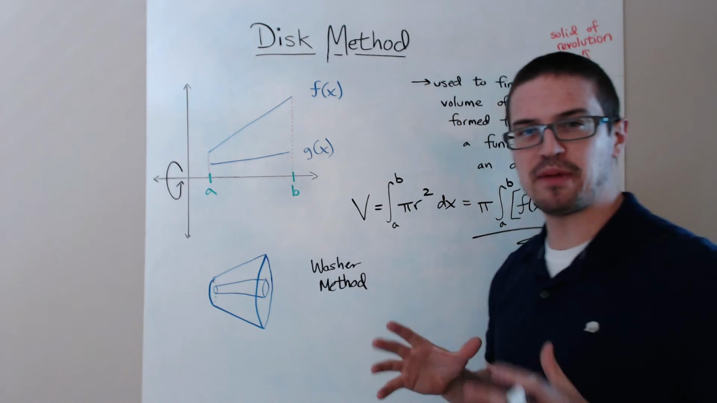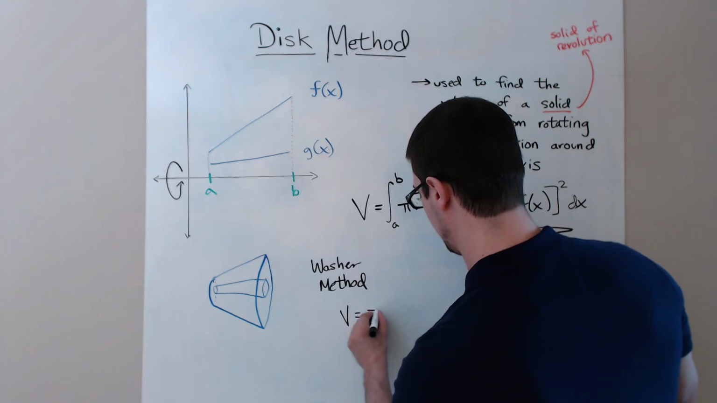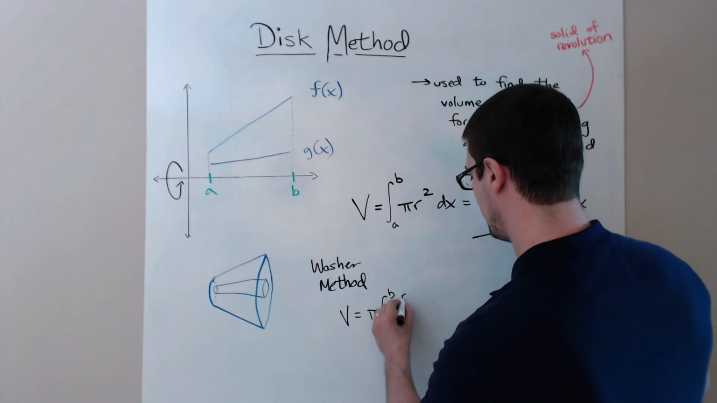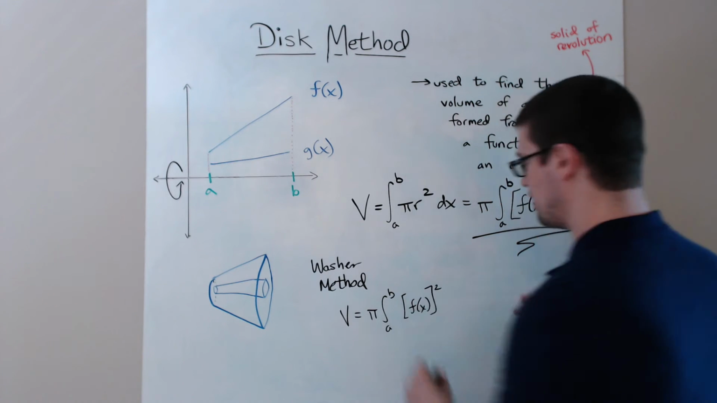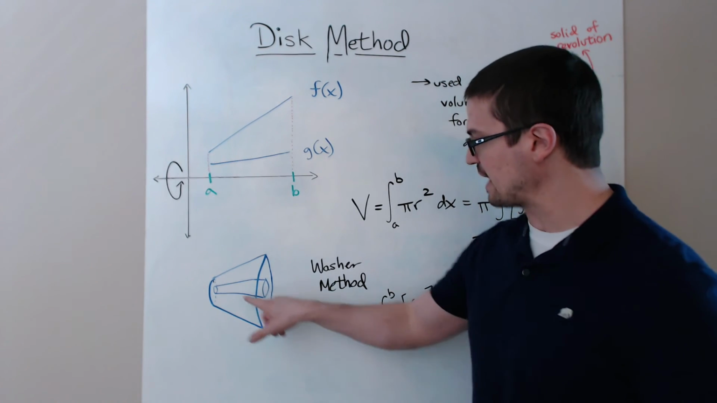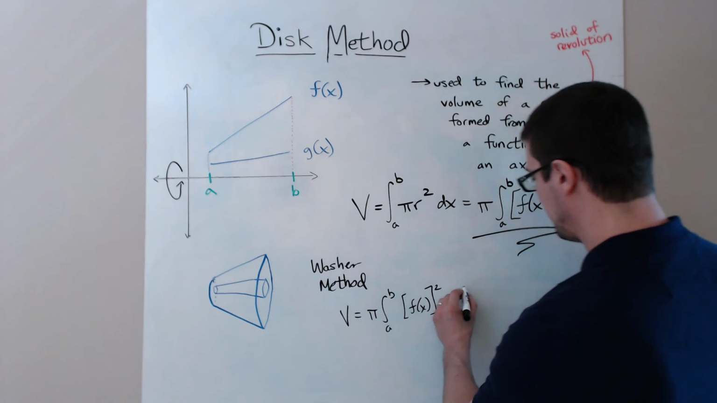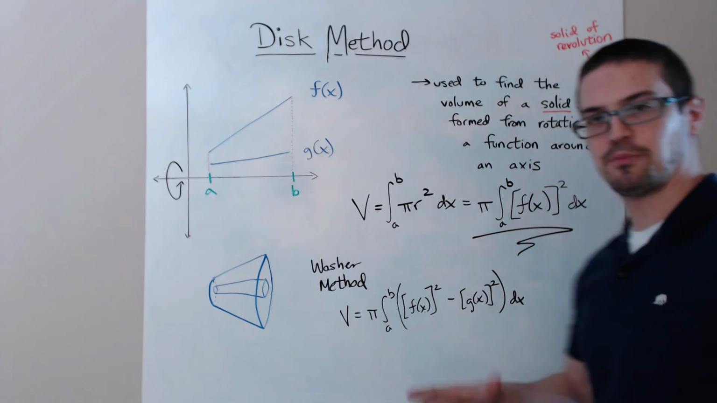So we're going to take the volume that we have for the disk method, so I'm just going to rewrite it. V is equal to pi times the integral from a to b of f of x squared. And what you're going to want to do is just subtract off that inner function. So in this case, it's our g of x. So I'm just going to subtract off that g of x squared as well. And you end up with the washer method.